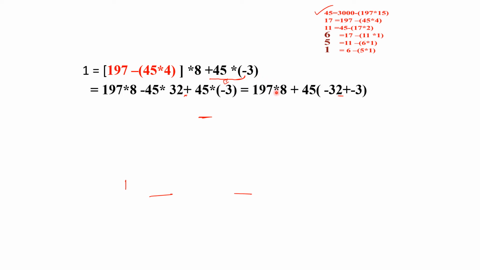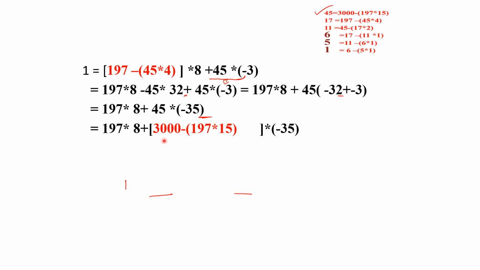Again rearranging the corresponding terms. So it will become 197 into 8 minus 45 into 8 into 4, 32 plus 45 into minus 3. Again arranging, 197 into 8 plus 45 into minus 32 plus minus 3. So minus 35 is there. So what we have to do is we have the last expression with us, 45. The substitution is for 45, 3000 minus 197 into 15. That will be assigned for the value 45. So the expression will be like this.